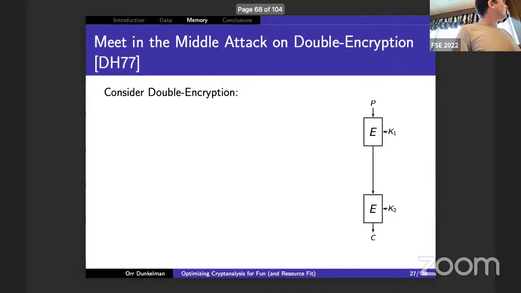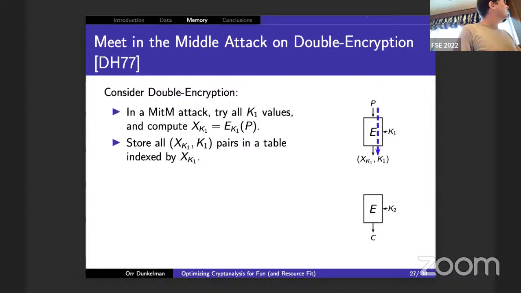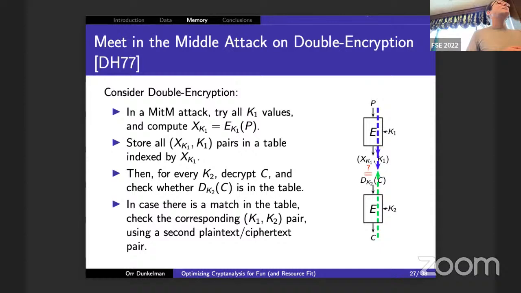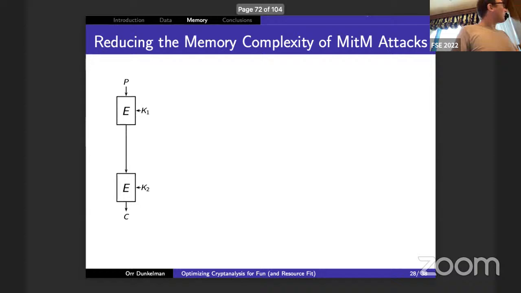Okay, so far we've dealt with data complexity, now let's try to save memory complexity. We all remember the Diffie and Hellman meet-in-the-middle attack. You have double encryption. You build the table from one side, you decrypt from the other side, you match in the middle, and we can find the key in time 2^n and memory 2^n. Yes? Okay.